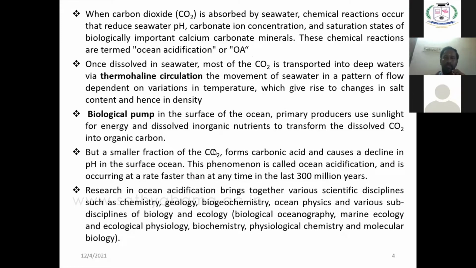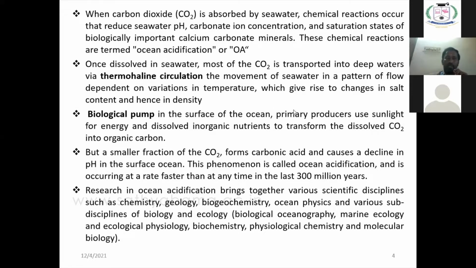When carbon dioxide contacts seawater, it reduces the pH and the carbonate ion concentration, and also impacts the saturation states of carbonate and bicarbonate ions. This can be termed, in a chemical way, ocean acidification.